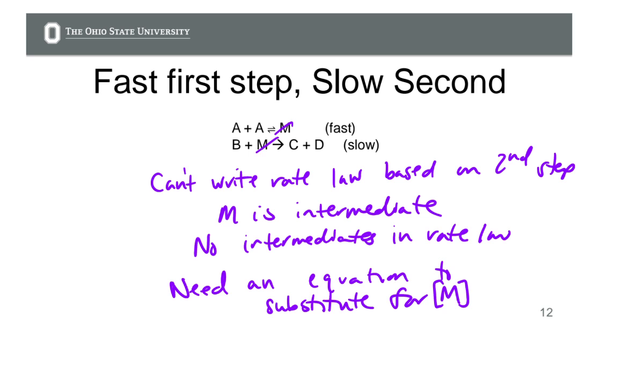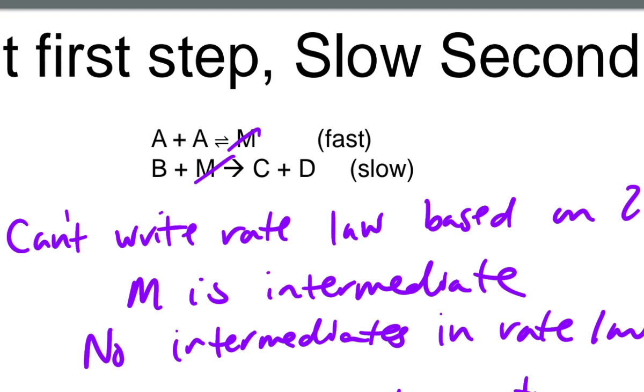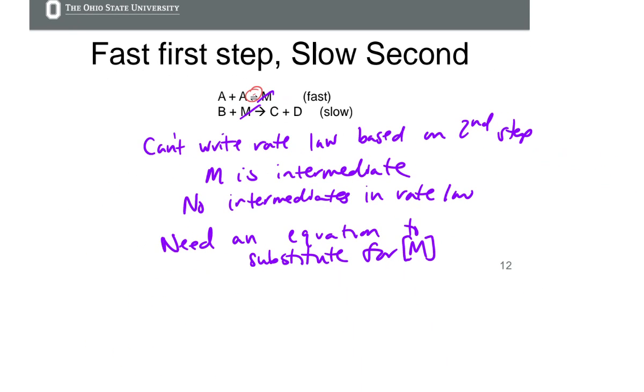The other thing I want to draw your attention to is this. Those are equilibrium arrows. Our equilibrium arrows signify that the forward reaction of A plus A equals M is happening, and the reverse reaction is happening. So M is decomposing into A plus A, and they are in equilibrium. That is good for us, because what that means is that the forward rate is equal to the reverse rate.